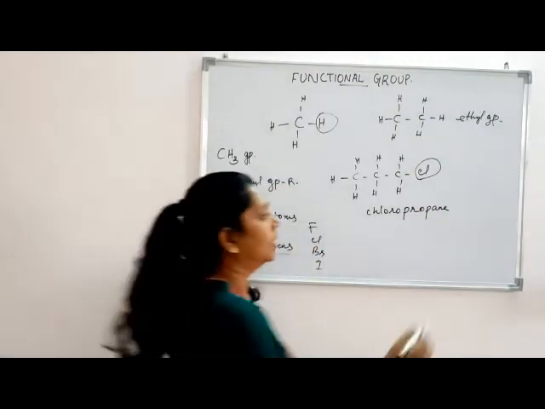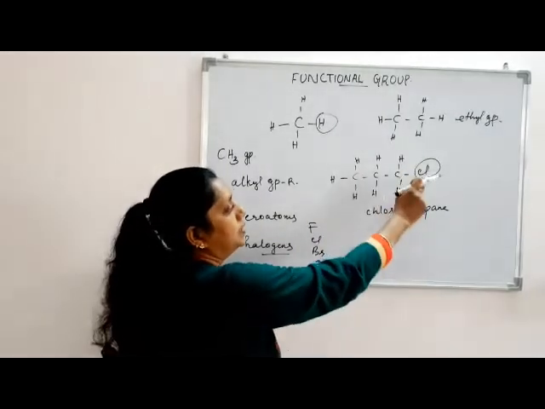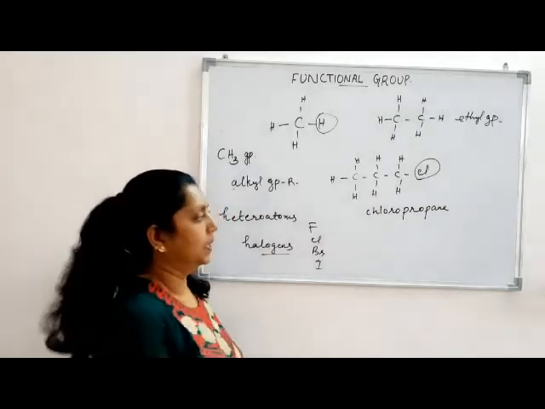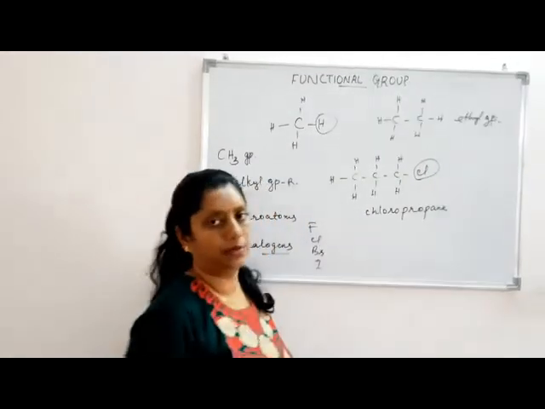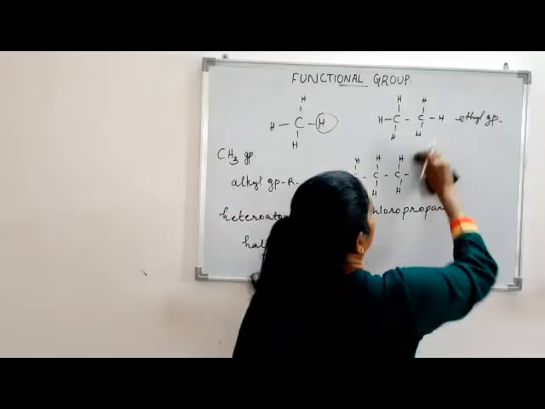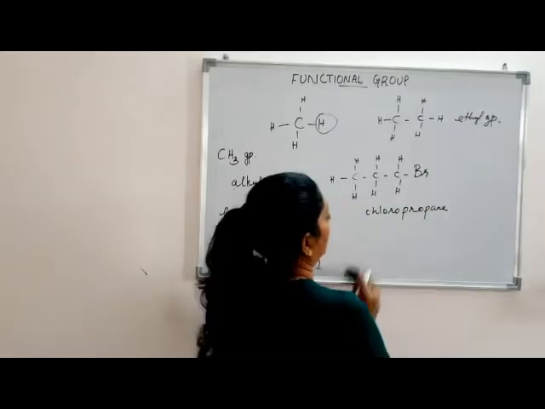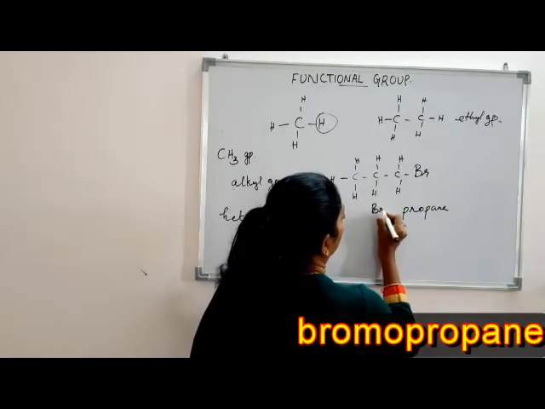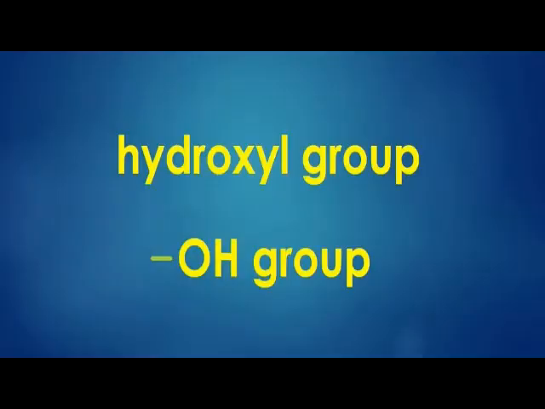The property of this molecule is entirely due to the presence of this chlorine atom. Hence it is called a functional group. This is the functional group present in the molecule. Okay, chlorine is the functional group present in the molecule. It is called chloropropane because chlorine is the functional group here. If a bromine atom replaces a hydrogen atom from the propane, now the molecule is called bromopropane. Okay.